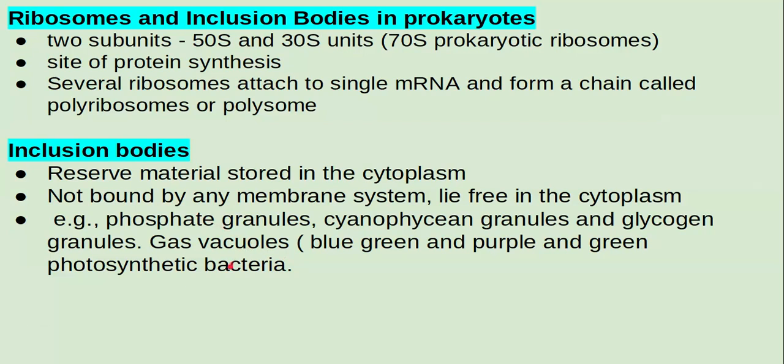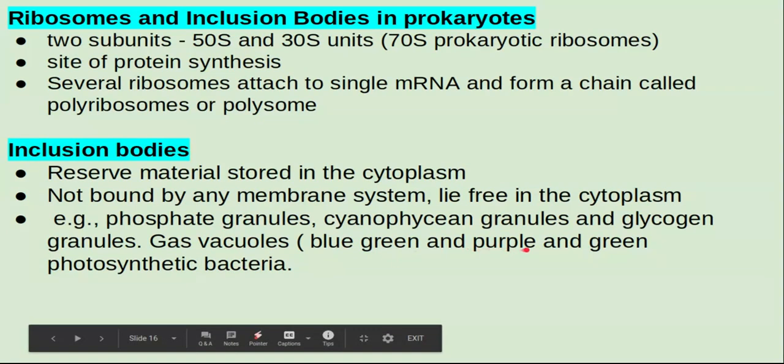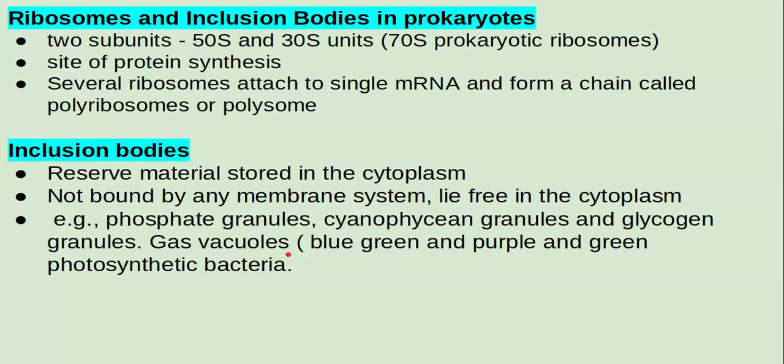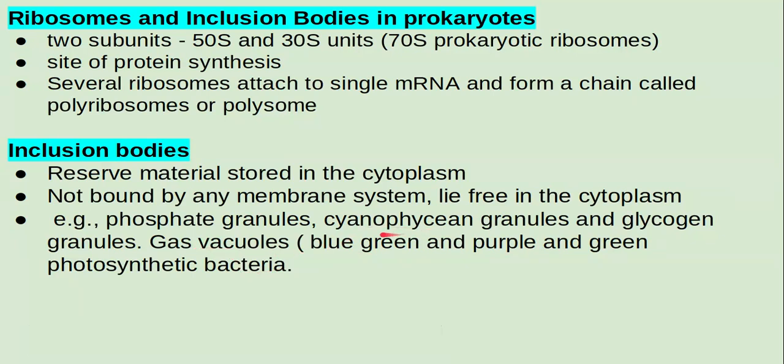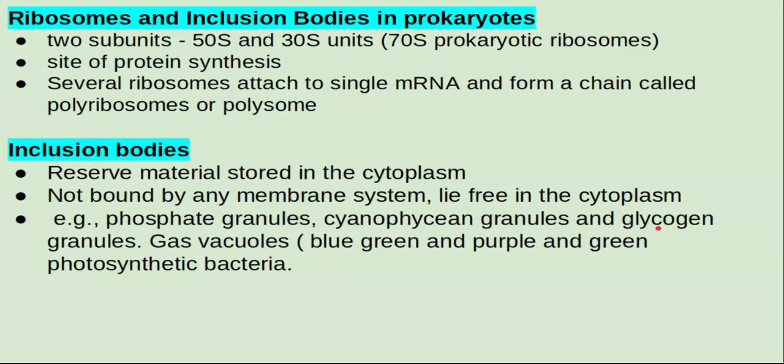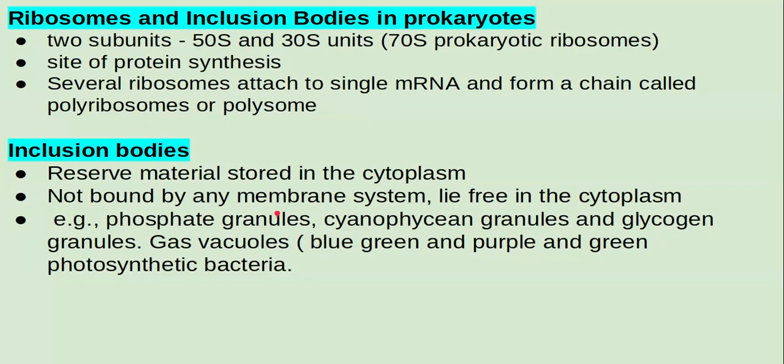Okay, so in case of photosynthetic bacteria, you will also find pigment, and in case of certain blue green and purple green bacteria, you will also find gas vacuoles. So pigments are the cyanophycean granules. These cyanophycean refers to your blue green granules, which will give color to that bacteria. Besides that, glycogen is a food product. Phosphate granules also are found. Inclusion bodies, also remember that they are not bound by any membrane and they freely lie in the cytoplasm. So this is the end of part 2.